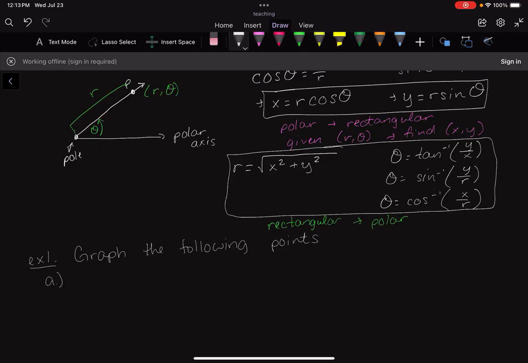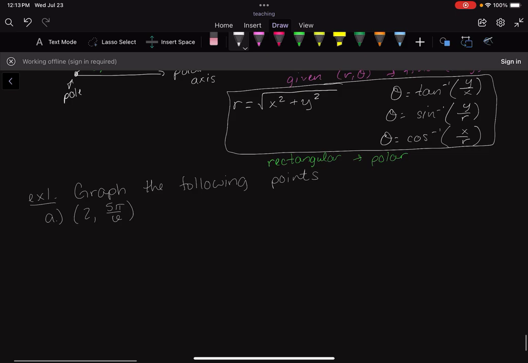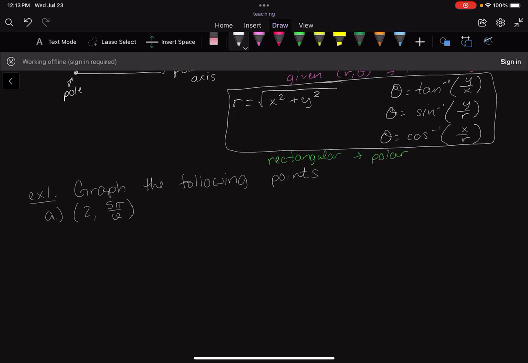First one we'll do 2 comma 5 pi over 6. B, let's do negative 3 comma pi. C, we're going to do 1 comma negative pi over 2. And then D, we're going to do negative 1 comma 450 degrees. So you'll notice that for some of these, I have the angle in radians, and sometimes I have the angle in degrees.